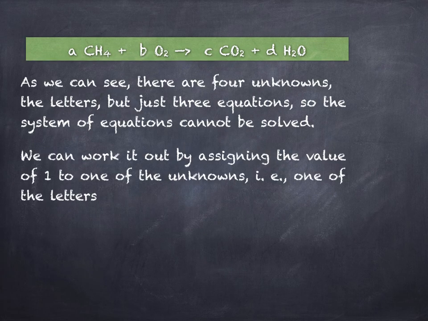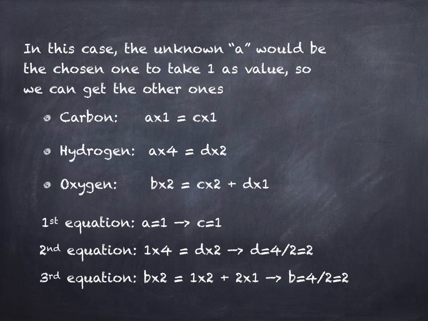As we can see, there are 4 unknowns, the letters, but just 3 equations. So the system of equations cannot be solved. We can work it out by assigning the value of 1 to one of the unknowns. In this case, we are going to choose the letter A. The unknown A will be the chosen one to take 1 as value, so we can get the other unknowns.